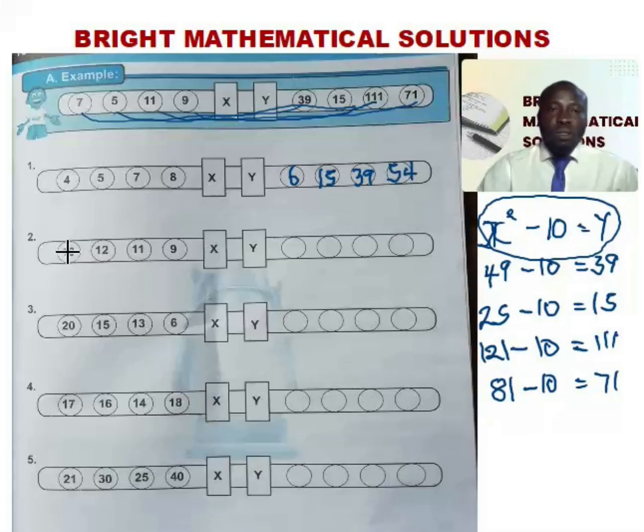So we are going to do the same for this. 10 raised to power 2, that gives us 100. 100 subtract 10 from it, that gives us 90. 12 raised to power 2, that gives us 144. Subtract 10 from it, that gives us 134. 11 raised to power 2, that gives us 121. Subtract 10 from it, that is 111. 9 raised to power 2, that's 81. Subtract 10 from it, and that gives us 71.